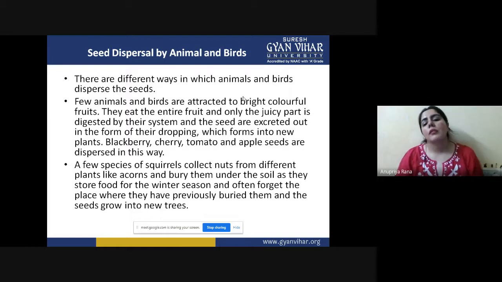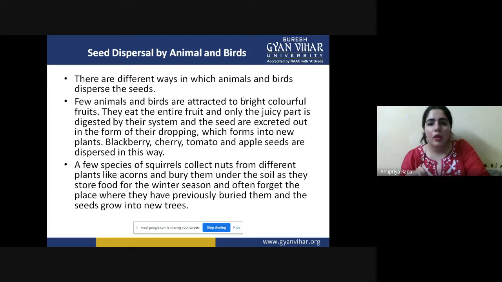Now, a few animals and birds are attracted to bright colorful fruits. They eat the entire fruit and only the juicy part is digested by their system, and the seeds are excreted in the form of droppings, which grow into new plants, like blackberry, cherry, tomato, apple seeds dispersing in this way. So basically, sometimes they just eat up all the fruit, but they cannot swim.